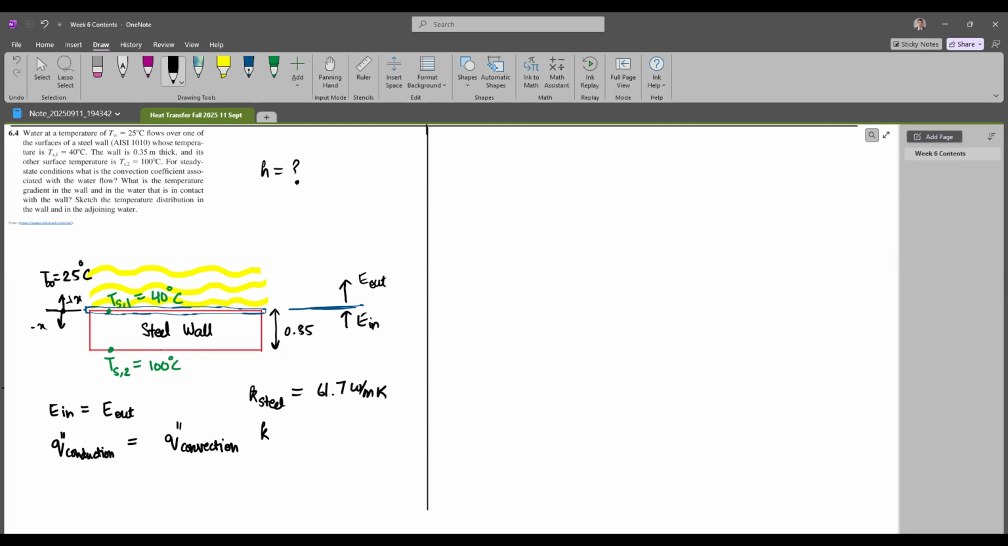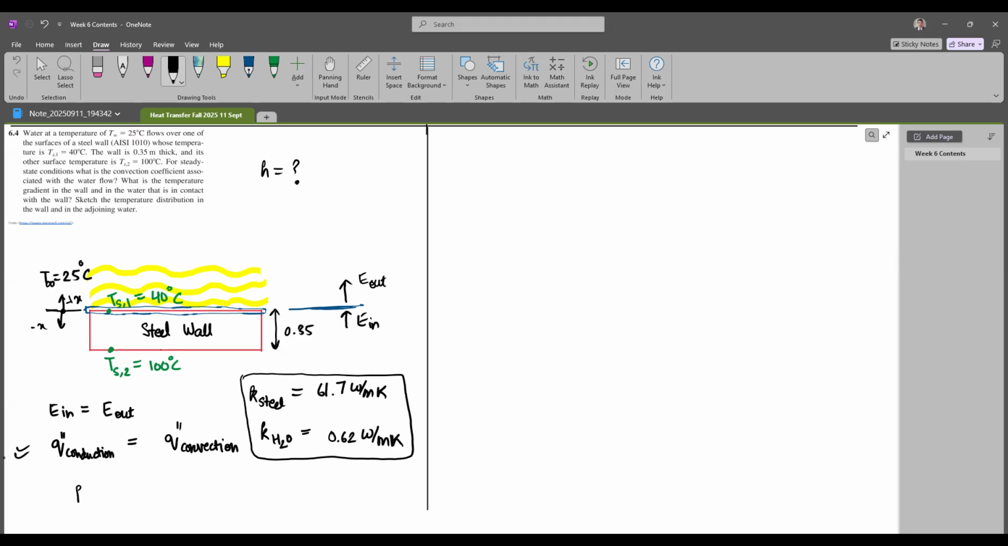And K of H2O is 0.62 watt per meter Kelvin. Okay. So these two values you'll have to pull out from the appendix, or from the problem itself if it's given. Now let's proceed to using this equation, right? Q dot conduction is Q dot convection. So what is the conduction heat transfer equation? What is the Q dot?